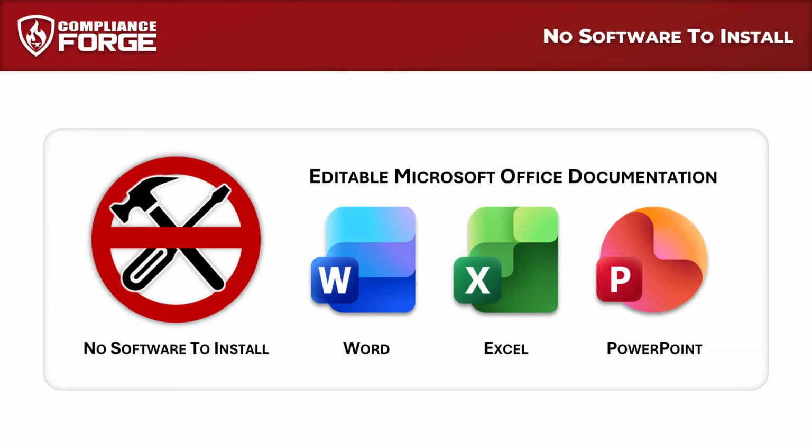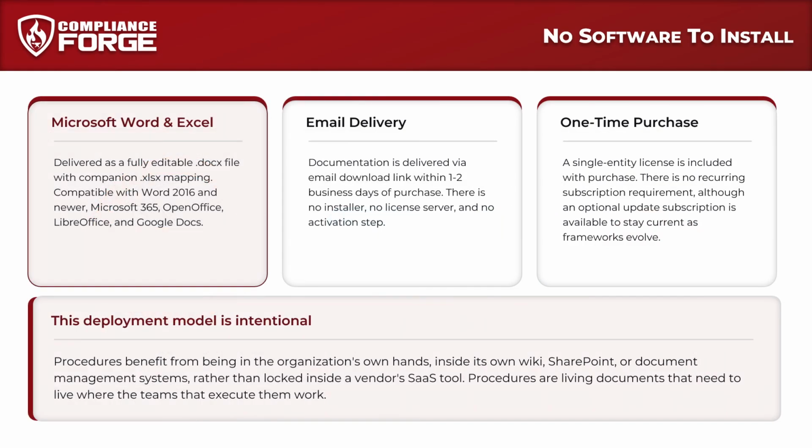This product is a one-time purchase of editable Microsoft Office-based documentation templates. There is no software to install, no agent to deploy, no account to provision, and no cloud environment to configure. If your organization can open and edit Microsoft Word and Excel files, the NIST 853 Moderate version of the CSOP is ready to use. It is delivered as a fully editable Word file with a companion Excel mapping. Compatible with Word 2016 and newer, Microsoft 365, OpenOffice, LibreOffice, and Google Docs.